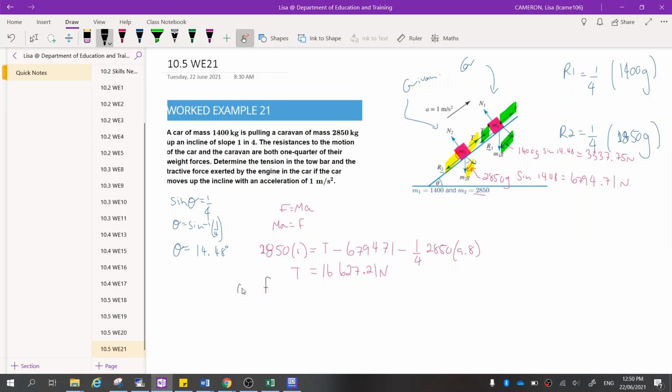So mass times acceleration is equal to the force. In the second diagram, the mass is 1400. The acceleration is still 1, but my force is now equal to, this one is the only one going in the positive direction. So F minus T, which is 6627.21, minus this one here, 3337.75. Now, you could write this in place of this, but I am lazy and I keep running out of space on my little talkboard. So all I'm going to do now is chuck this in the calculator and work out what F is equal to.